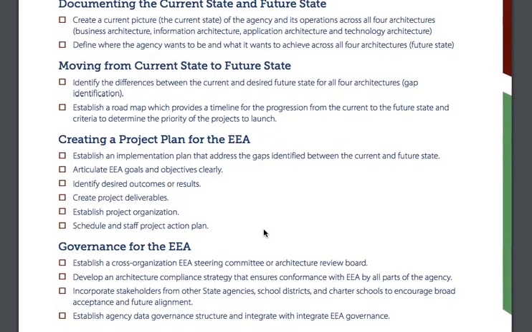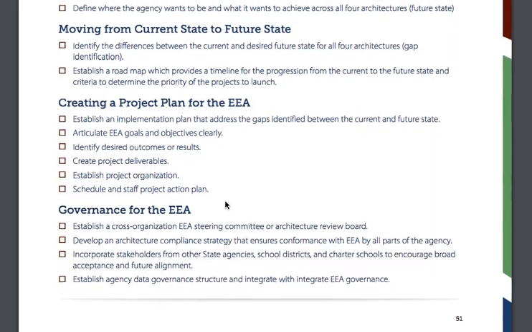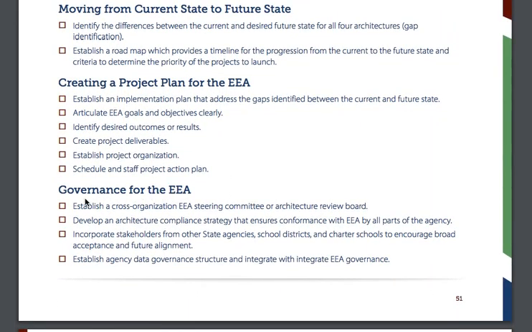From there, we'll be creating a project plan for the EEA. This is also referred to as a blueprint, and it's a document that we can turn to ensure compliancy with our EA and that we are obtaining our desired growth. From there, we'll be establishing the governance for our EEA, which will also be reviewed further on in this presentation. What's key here is the communication between roles and the inclusion of all stakeholders.